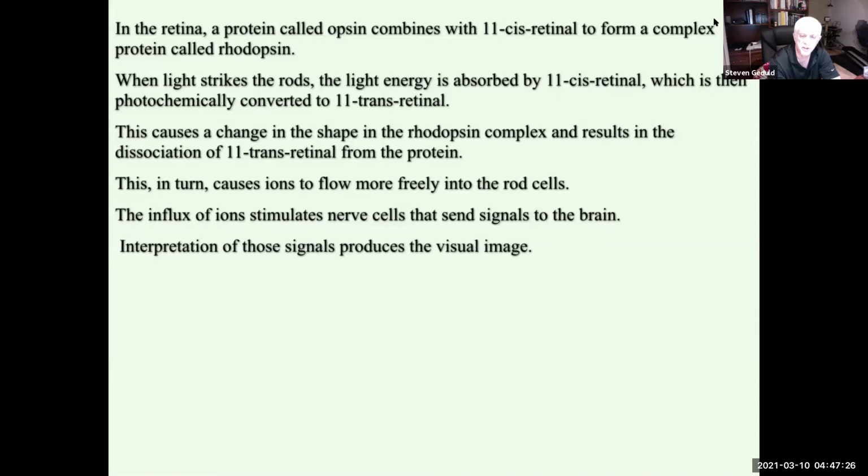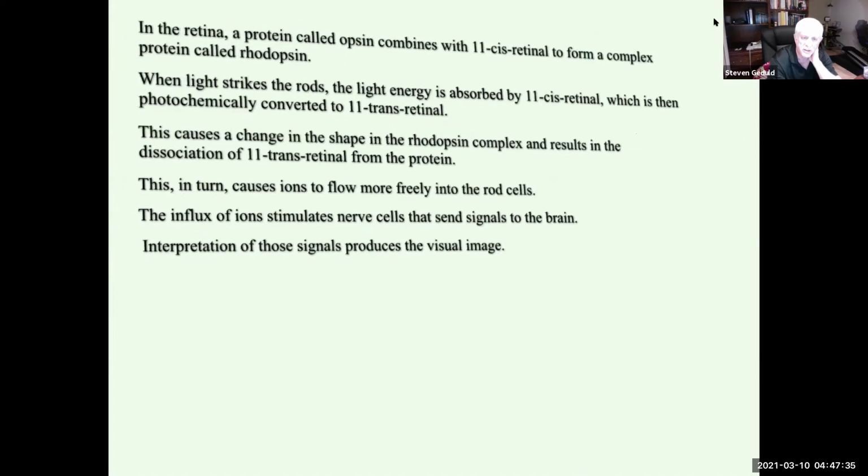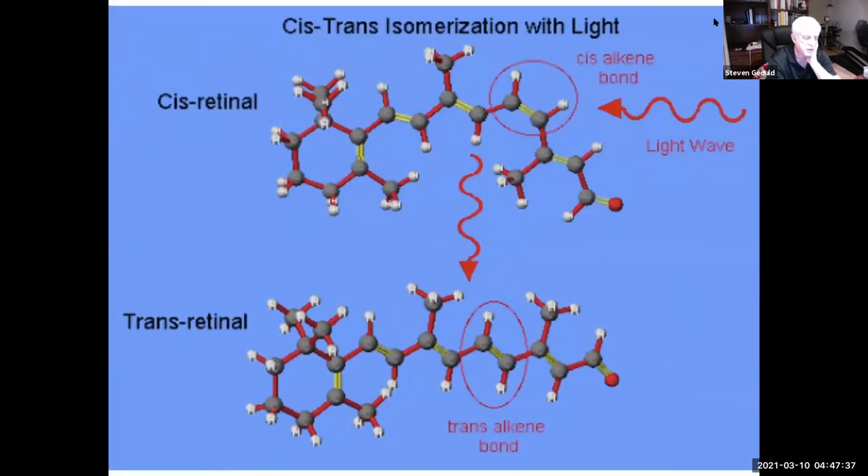Okay, interpretation of those signals produces your visual image. So that's how it works. Cis-trans isomers of an aldehyde. It's how vision actually works in the eye. So here's your cis-trans isomer. This is cis retinal. Here's the cis relationship right here in the red circle. You can see the hydrogens are on both sides of the double bond. The carbons are on the same side. That's cis. The light wave hits it.